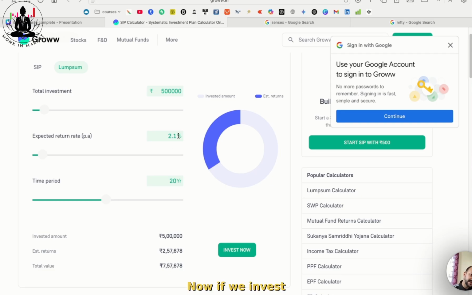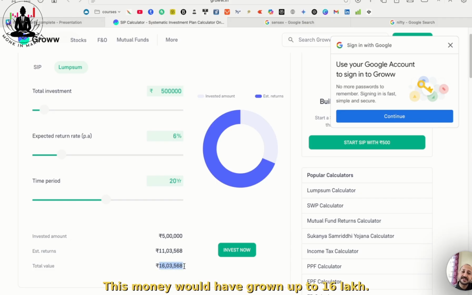Now if we invest the same in an FD at the rate of 6%, this money would have grown up to 16 lakh. So this 5 lakh after the next 20 years would be 16 lakhs. Doing good. But in real terms, do you think your money is growing? No, because the inflation rate could be much higher than 6% as well. I hope you're getting the point.